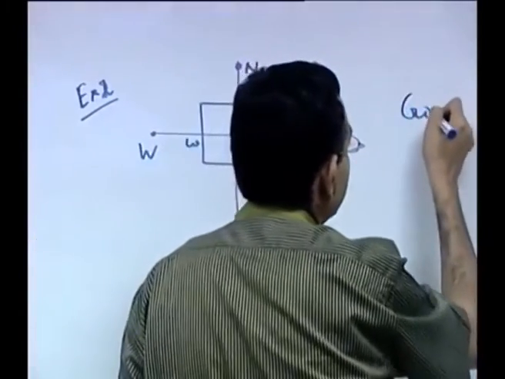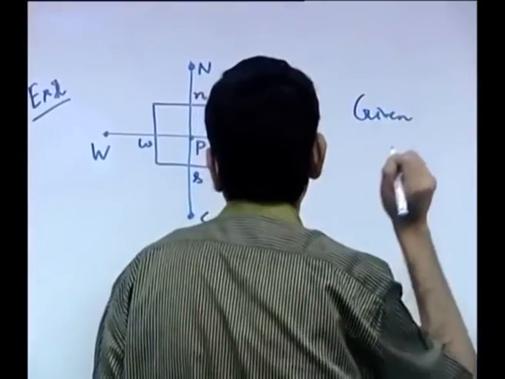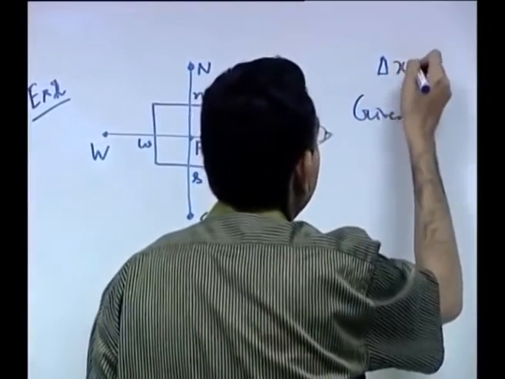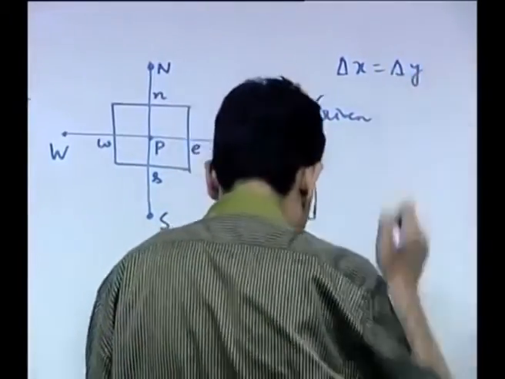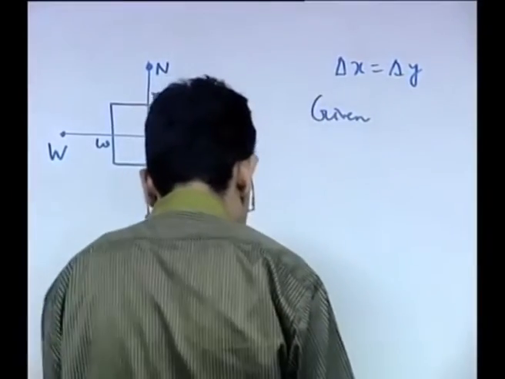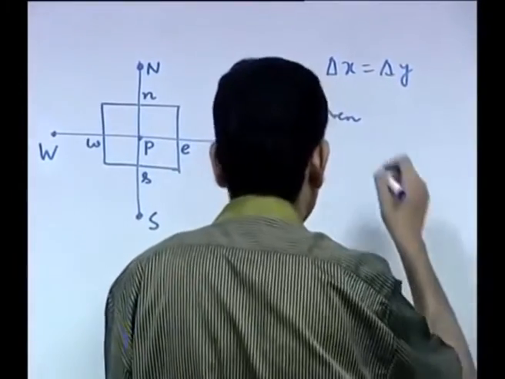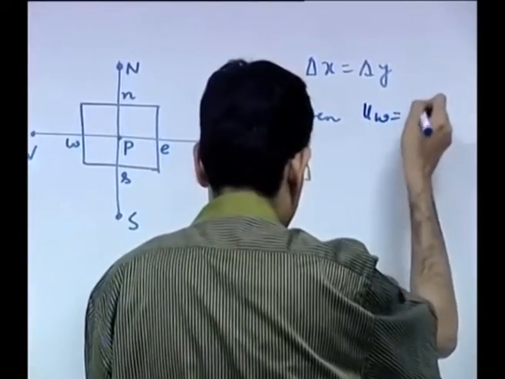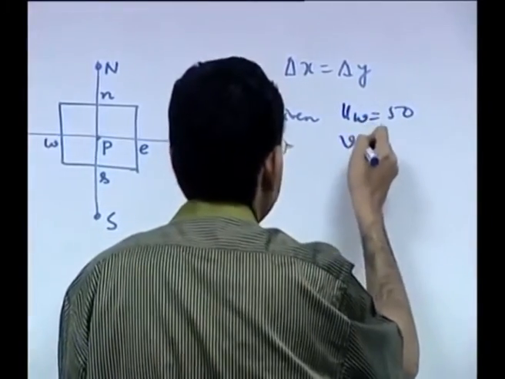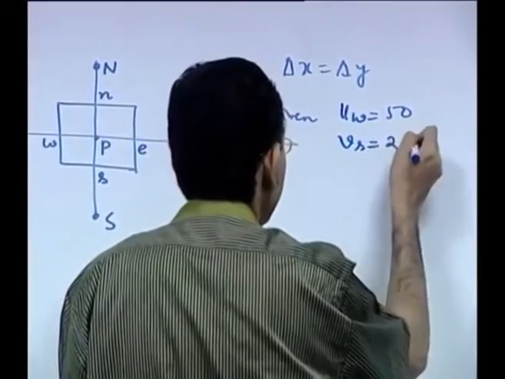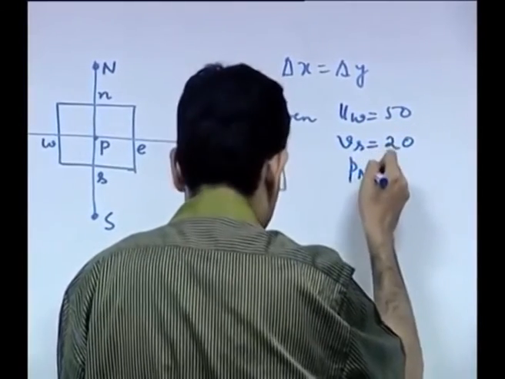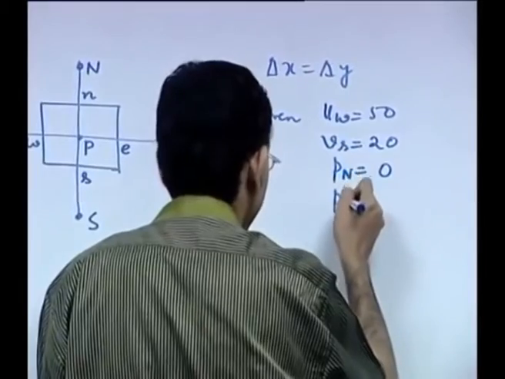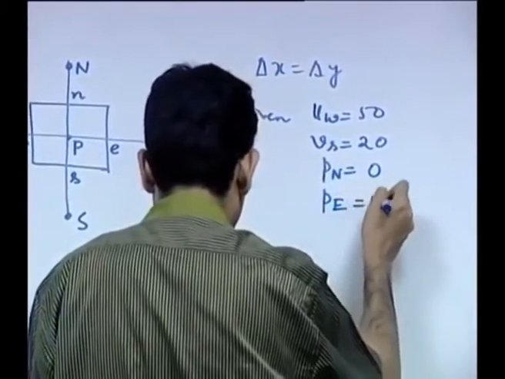This is a 2-dimensional problem with uniform grid spacing along x and y, that is delta x equal to delta y. It is given that Uw equal to 50, Vs equal to 20, Pn equal to 0, Pe equal to 10.